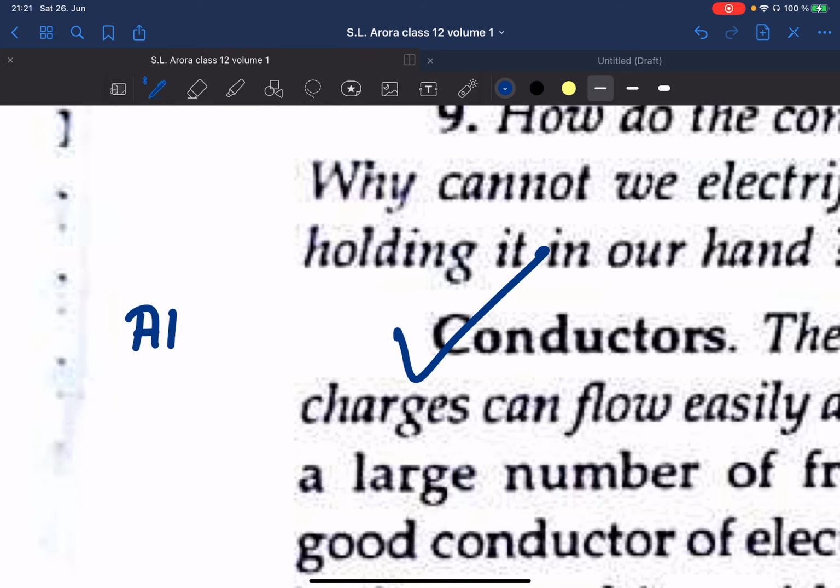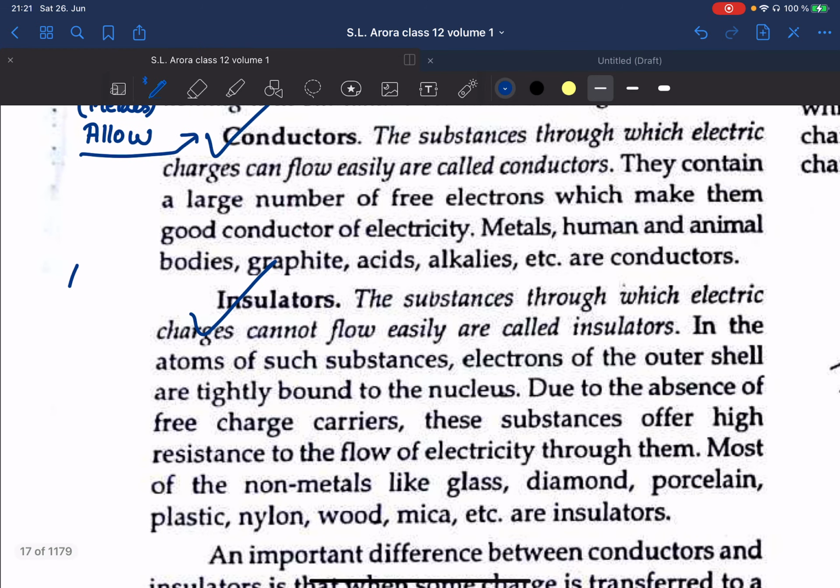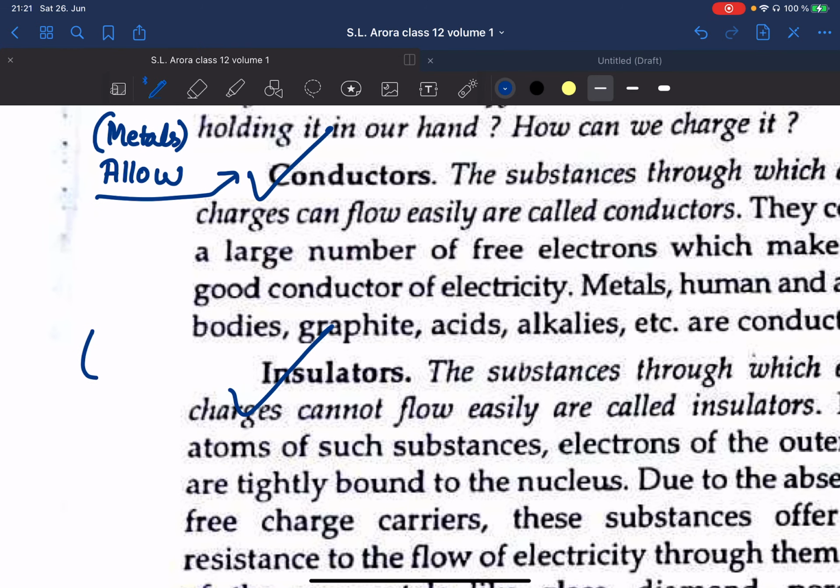So conductors allow electricity. The best example for conductors is metals. So metals are good conductors. They allow electrons to flow, and insulators, you know, don't allow it.